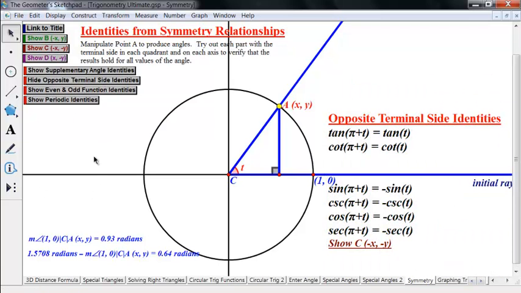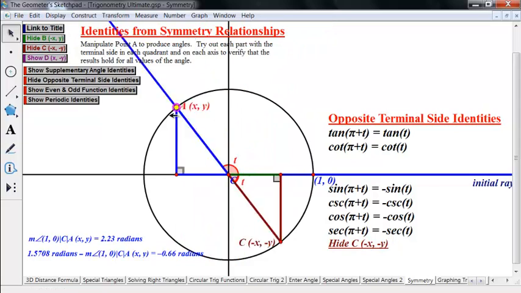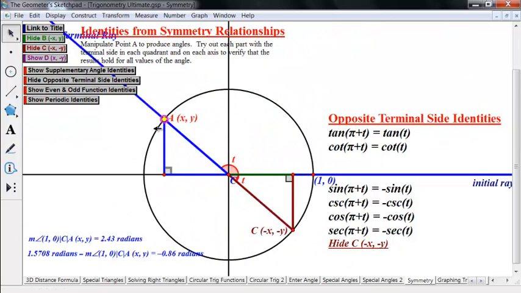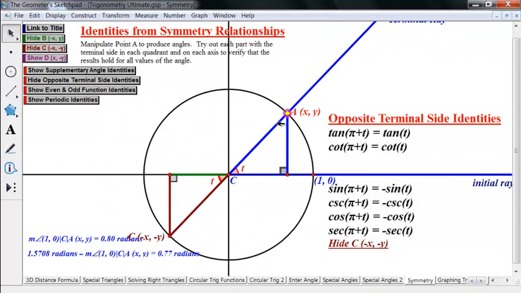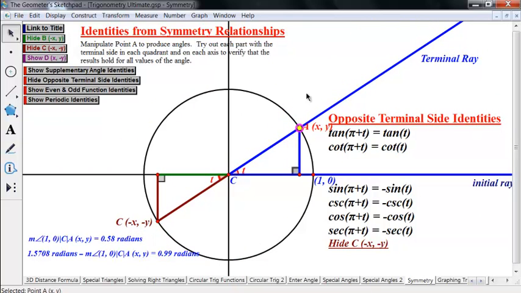What if you have opposite terminal sides? So opposite terminal sides are going to happen when you have both the opposite x and the opposite y. No matter where you are, anywhere around the circle, the opposite terminal side is going to be the opposite x and the opposite y. Now, what does that mean in terms of the angle? Well, one way to get to the opposite side is to add pi to the angle.